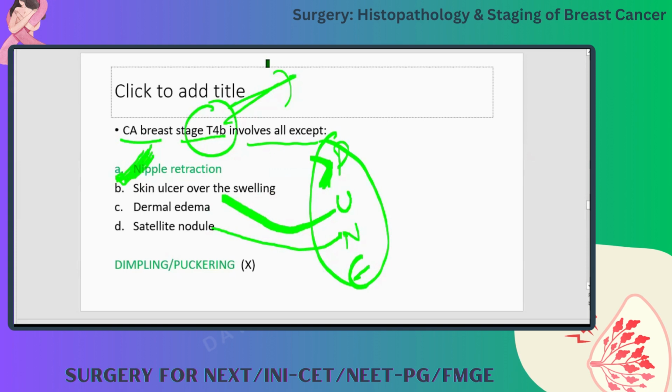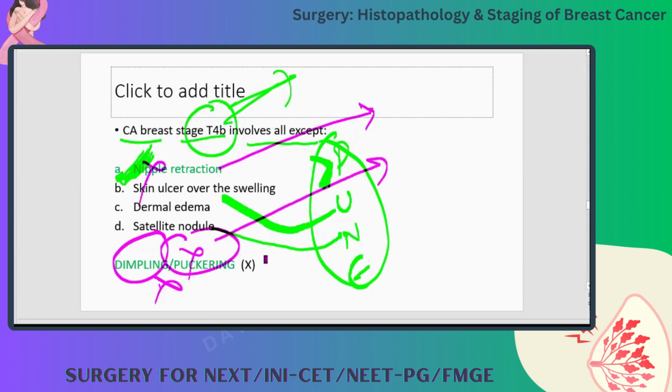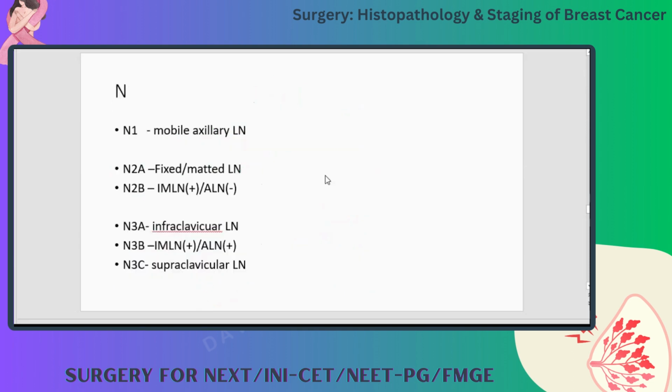These are the confusing things they will give you, like dimpling, puckering. We'll think these are also skin findings. No. Dimpling, puckering, nipple retraction, no. Why does nipple retraction occur? Due to retraction of the subareolar duct. Dimpling and puckering are due to Cooper's ligament. And peau d'orange is due to subdermal lymphatics. Very good. So now we have completed T. We'll move on to N. N staging. N1.